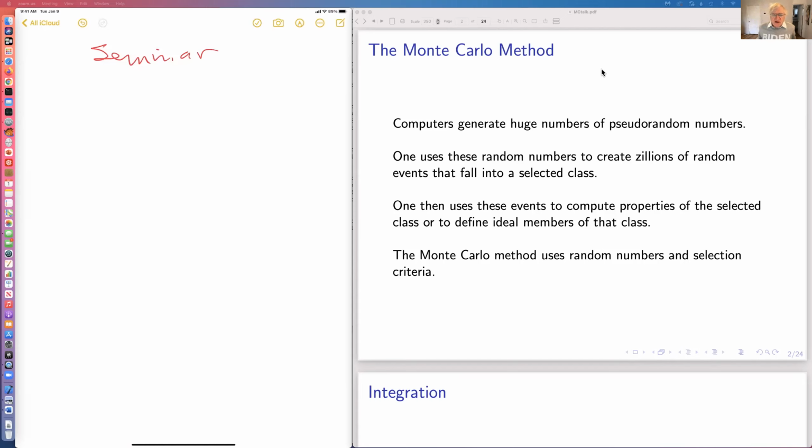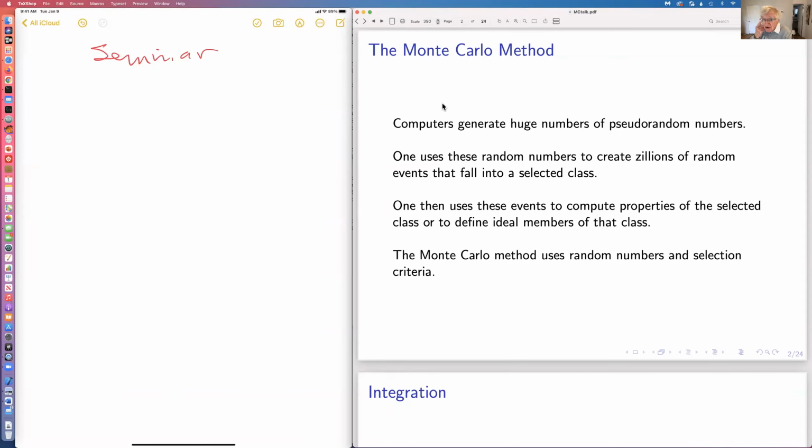So let me start now. The Monte Carlo method is of broad applicability, and it's fairly easy to use, and it's robust. And it can often be fun. So I'll try to communicate some of that today.